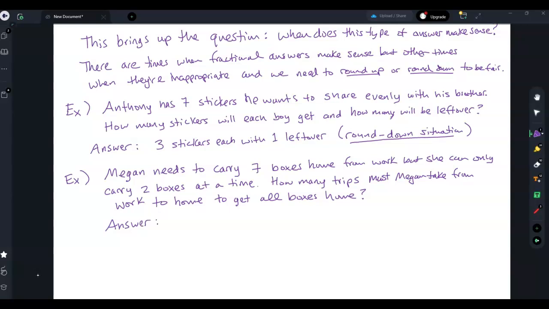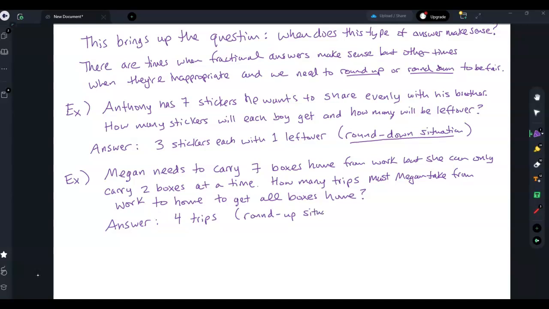We have 7 boxes, dividing that by 2 boxes per trip. I want to know how many trips it's going to take, but you can't take half a trip, right? So a fractional answer of 3.5 trips wouldn't make sense here. And rounding down to 3 wouldn't make sense here because 3 trips would not get all the boxes home, it would get almost all of them, right? But I'd still have 1 box left. So in this case, I would answer 4. So this is what I call a round up situation.